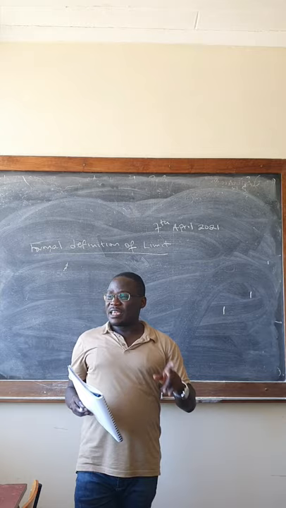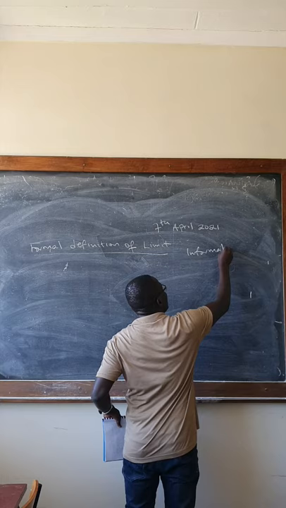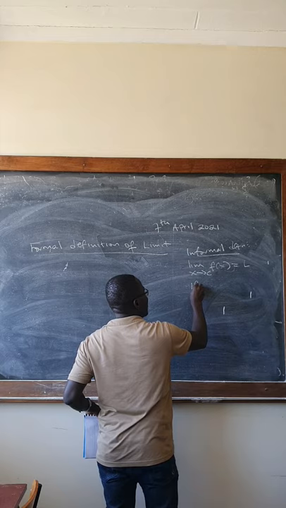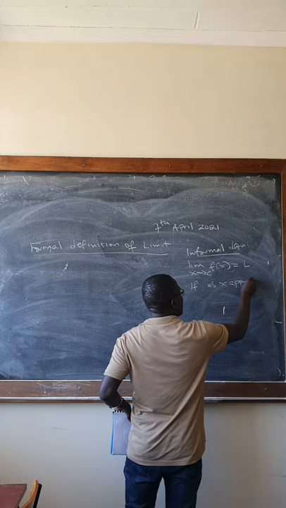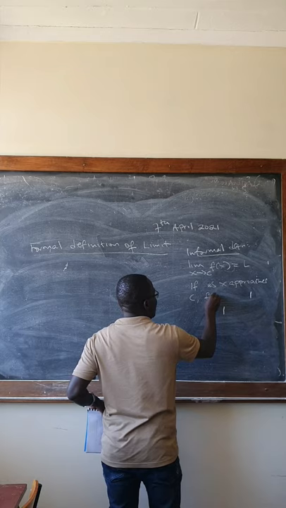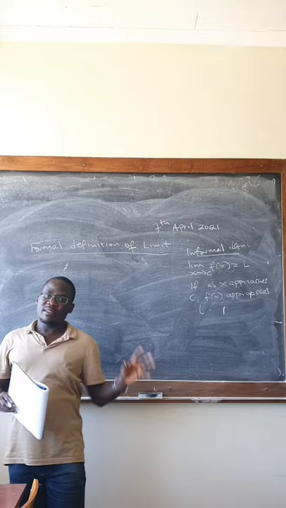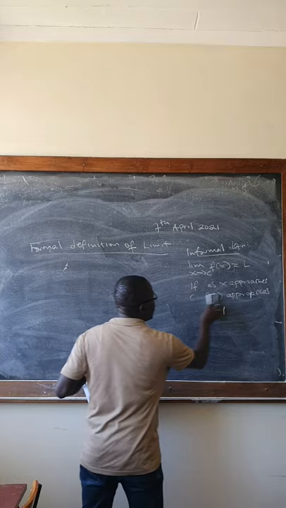Remember, the informal definition said that the limit as x tends to c of f of x is equal to L if, as x approaches c, f of x approaches L. The informal definition was that as x approaches the number, then f of x approaches what you call the limit of the function. But now, we are going to talk about the formal definition of the limit.